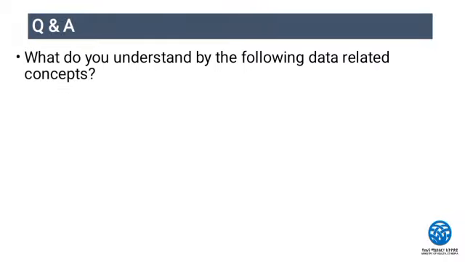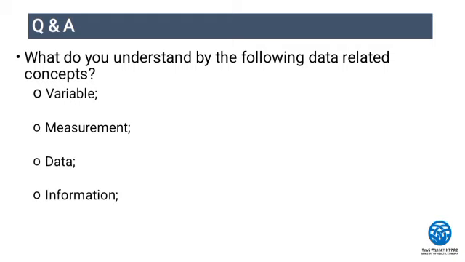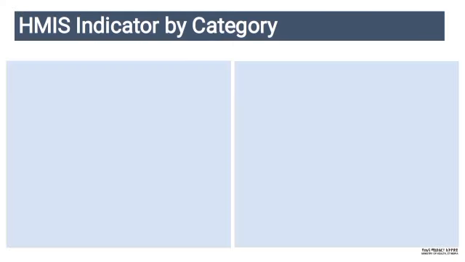Question and answers. What do you understand by the following data-related concepts? Variable, measurement, data, information, indicator. Health management information system indicator by category.